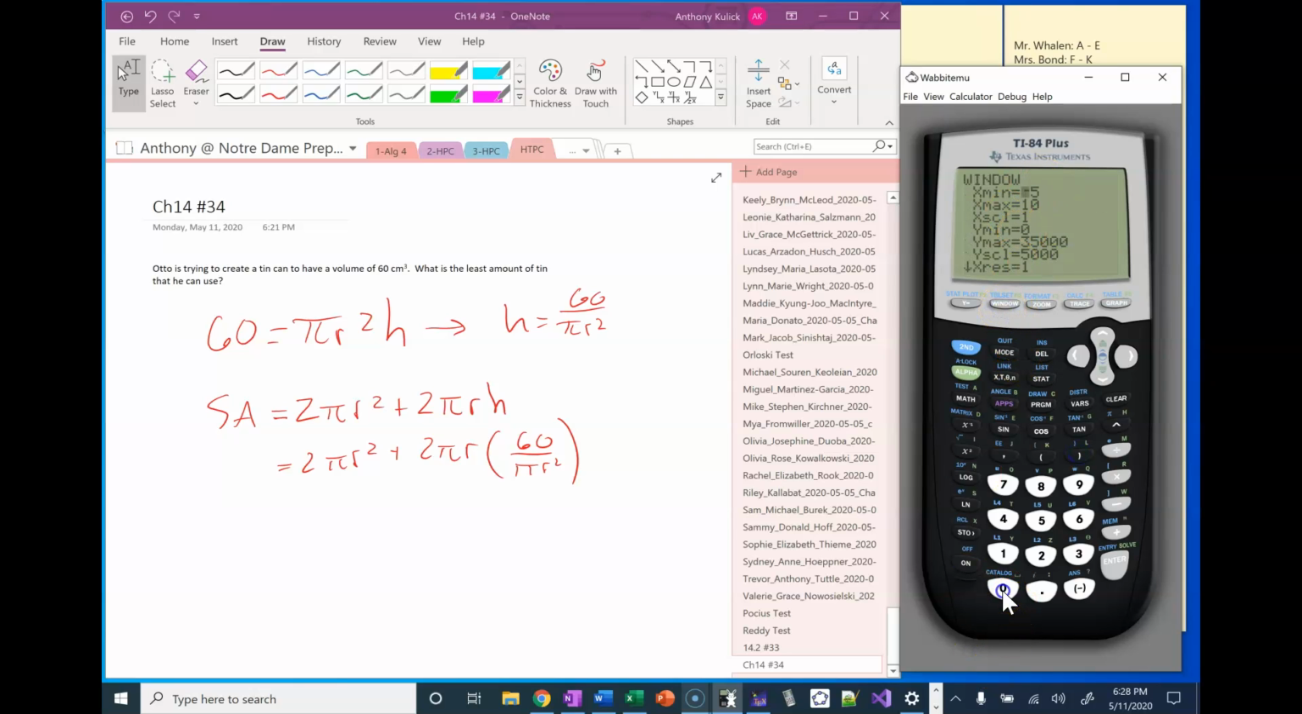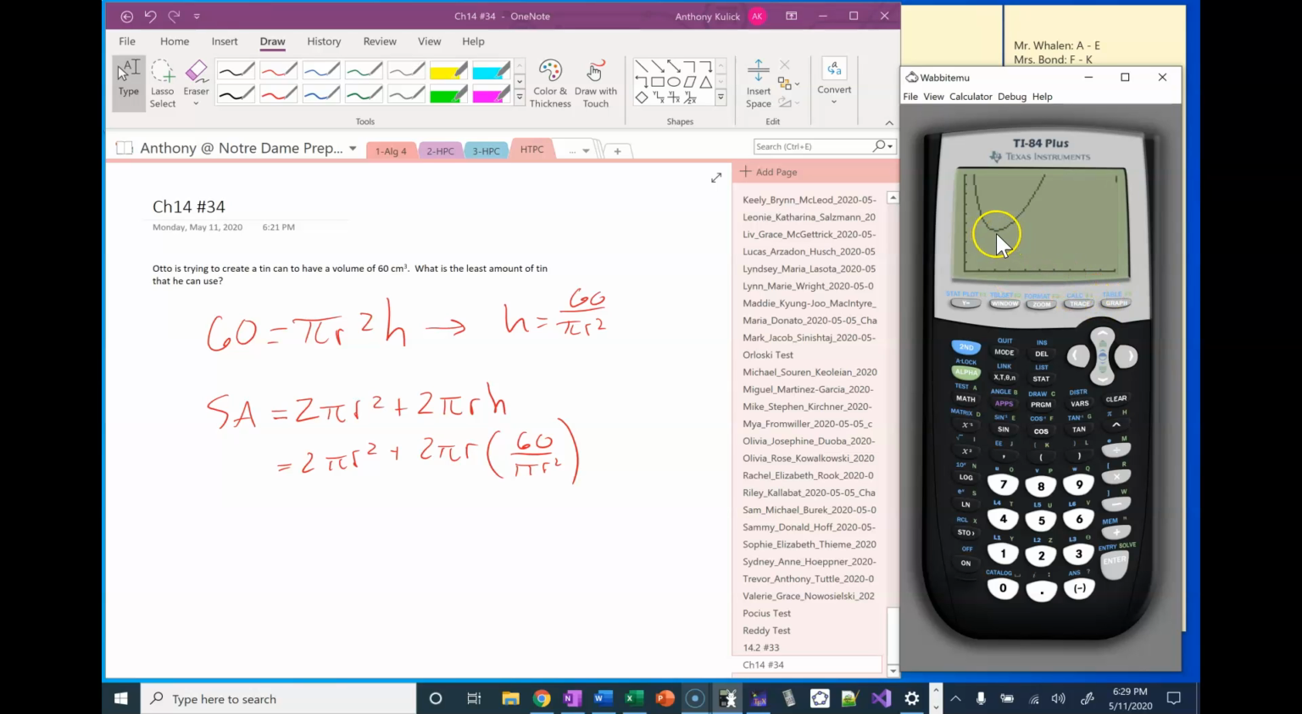So the x is a length, so 0, and if r is 10, h is at least 1, that's already going to be bigger, so that's probably fine. And then the surface area, the least you can have is 0, and the most we can have, I'm just going to guess at like 200 or something. It doesn't really matter there. I just need to be able to see the graph. So now I'm going to hit graph and see what I get here.